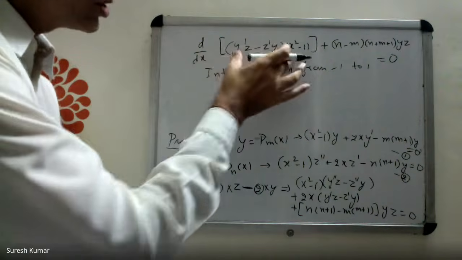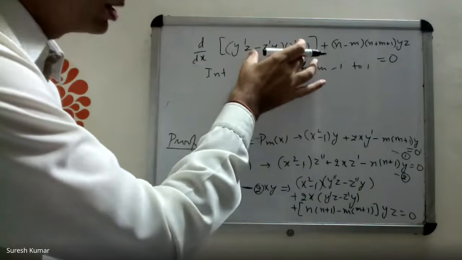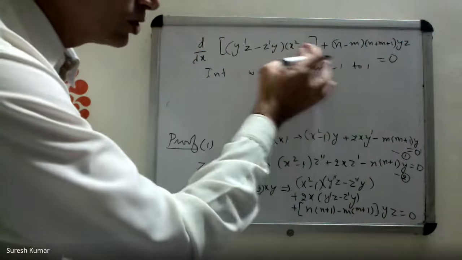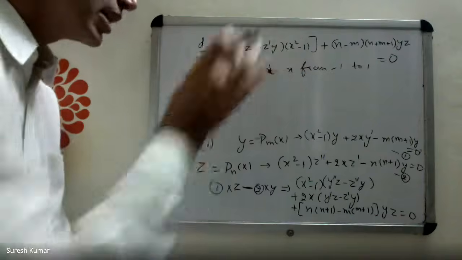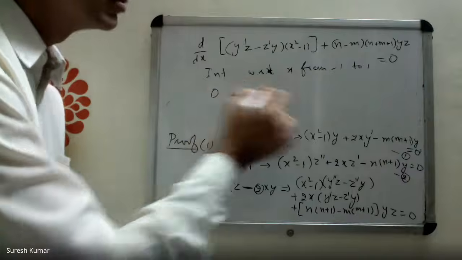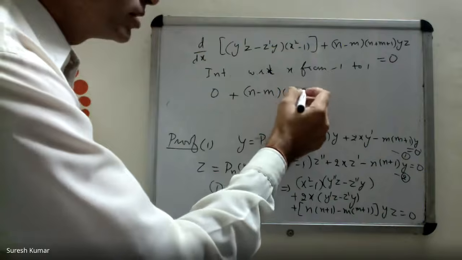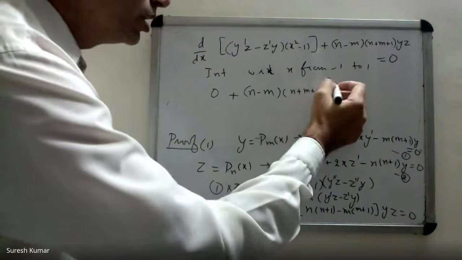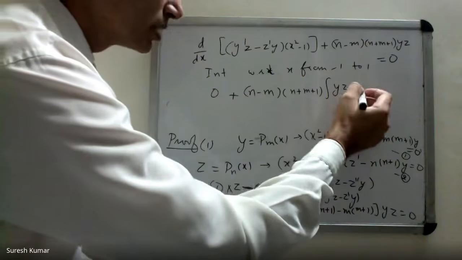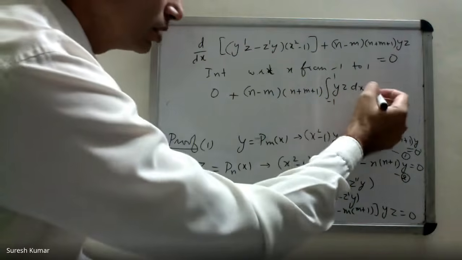What is the integration of the first term? The derivative is no more, but this is the integral. In this integral, you have x square minus 1, so if you put the upper limit you get 0, and lower limit 0. You will not get anything from the first term, 0 only. Second term, (n minus m)(n plus m plus 1) integral yz dx, y and z both are functions of x, minus 1 to 1 equal to 0.